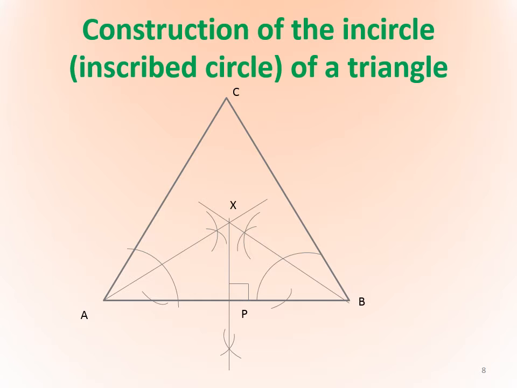Taking XP as the radius and X as the center, draw a circle. We can see that the circle which was constructed touches the three sides AB, BC and CA internally. Therefore, it is called the incircle of the triangle ABC. The center of this circle is known as the incenter of the triangle.